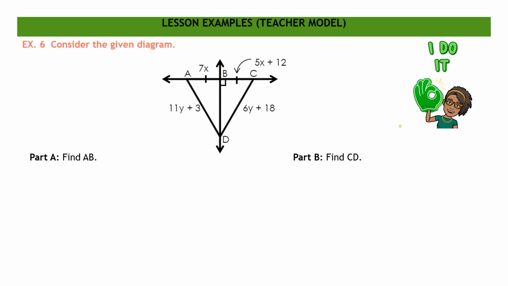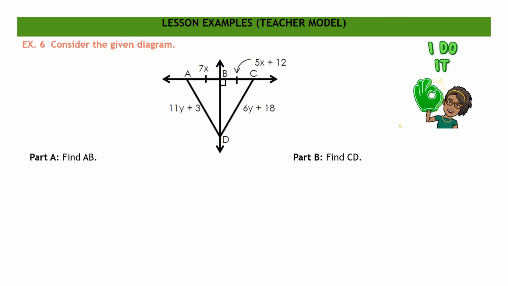All right, so let's take a look at our last example, example 6, and it says consider the diagram below. We have 2 parts. We're going to find AB, and then we're going to find CD. So let's start with AB first. Before we start with AB, let's identify some information that we already see.